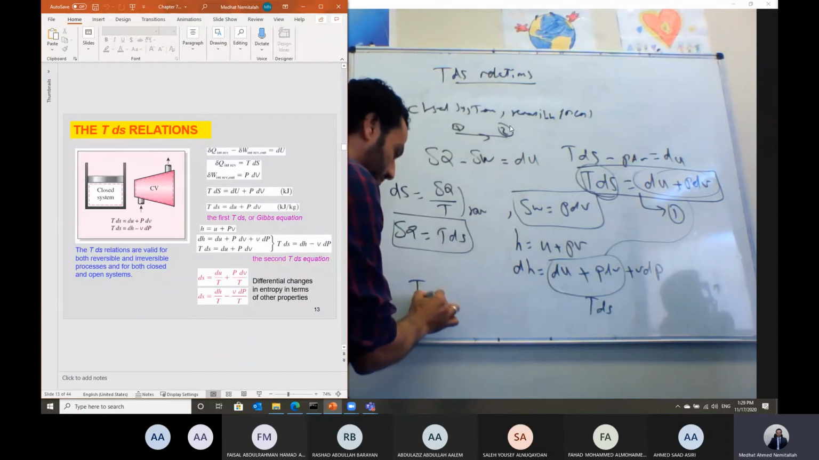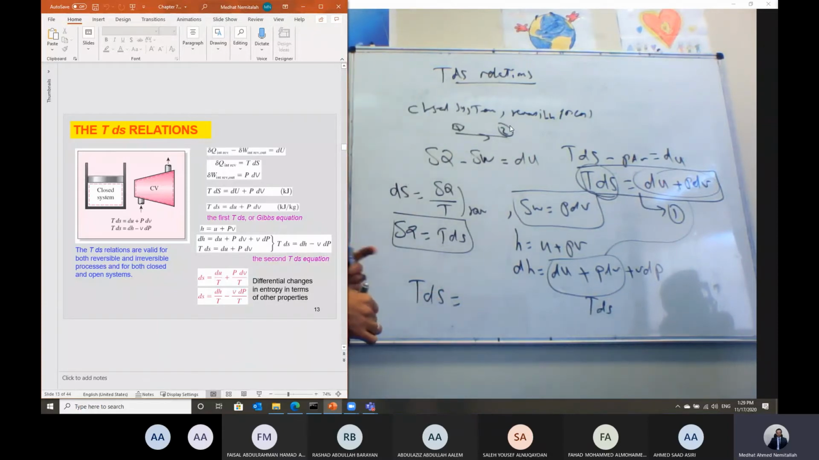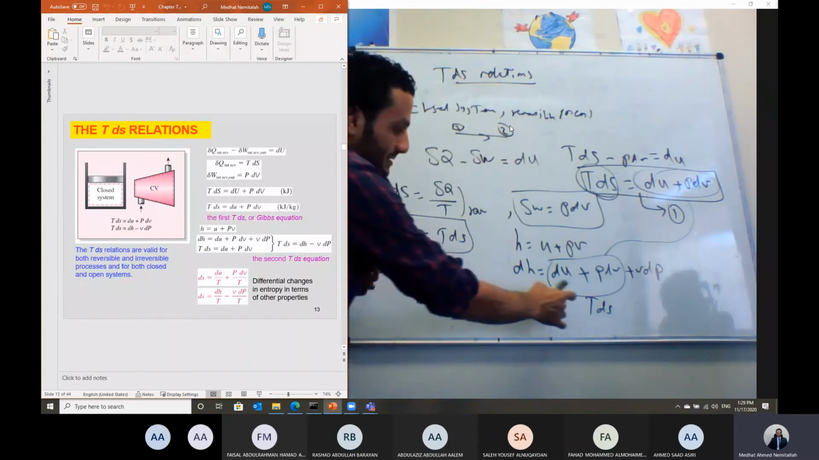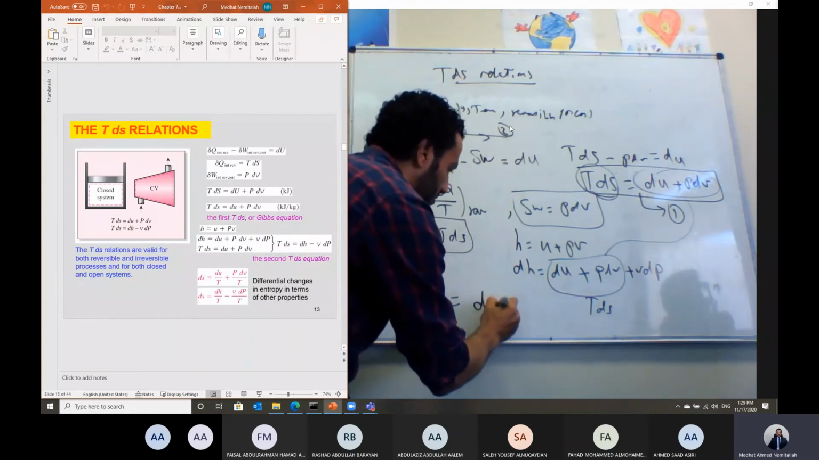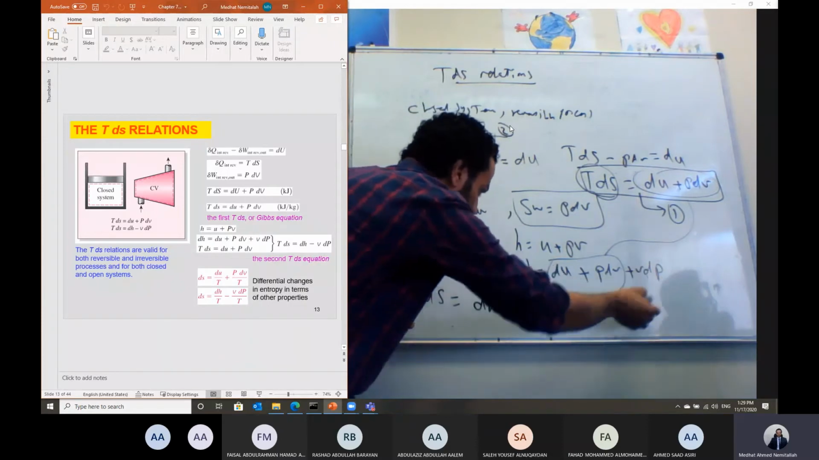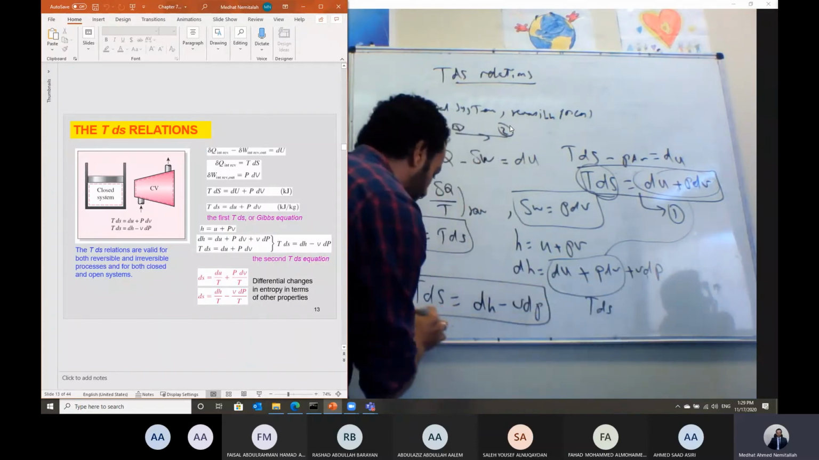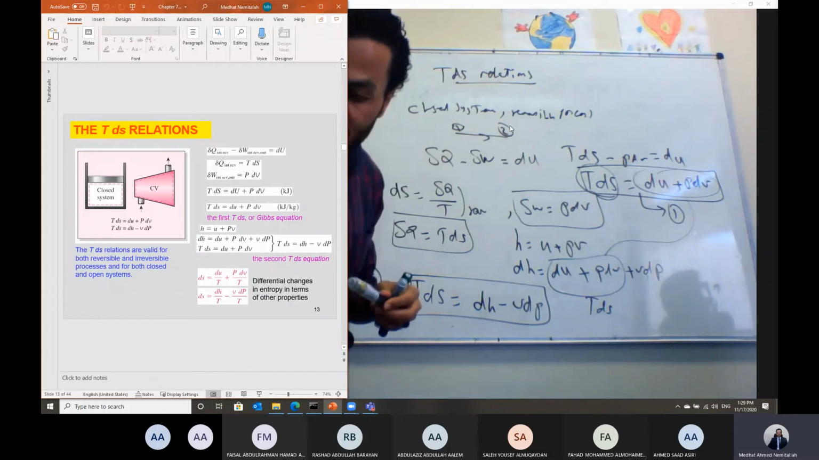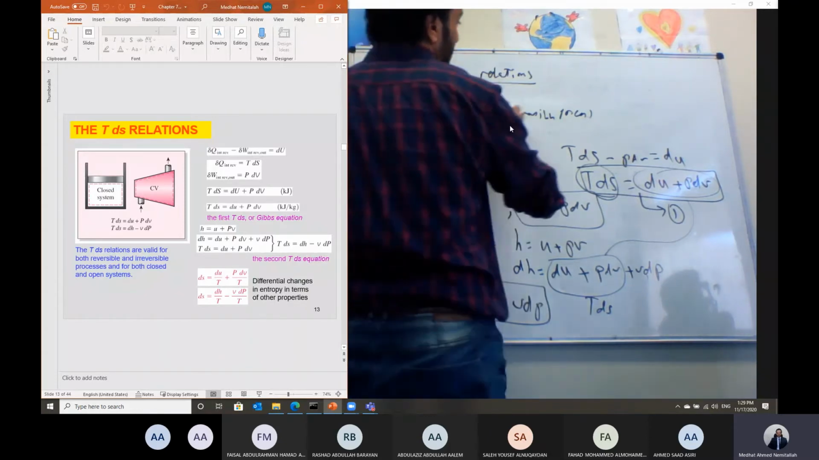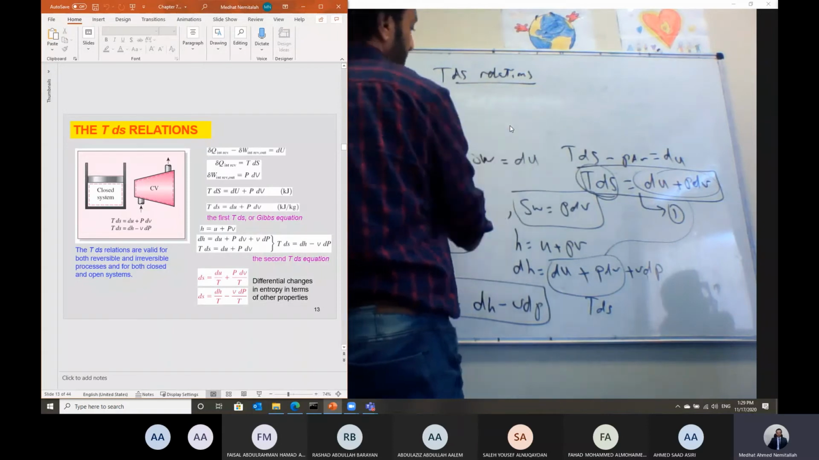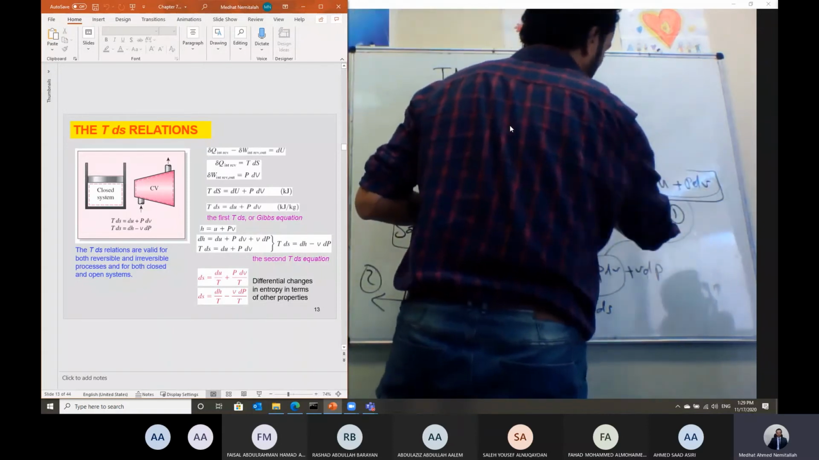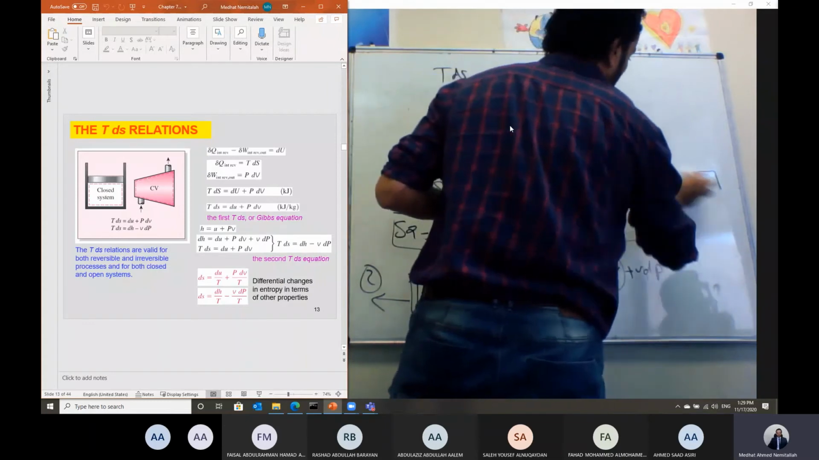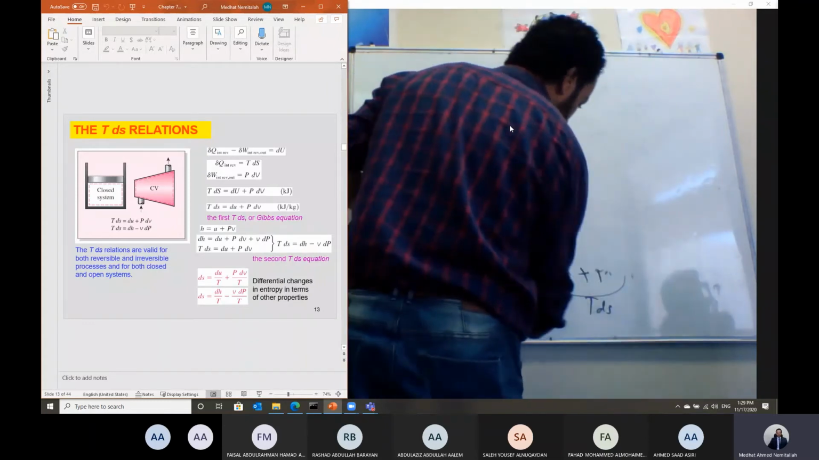In this case, we can develop the second T dS relation to calculate the entropy. T dS here will equal dH minus V dP. We can take it to the other side. And this is the second T dS relation, used to calculate the change of entropy for any process. It can be generalized for any process. Okay. In this case, we can just write down the two T dS relations for how to calculate the change of entropy.